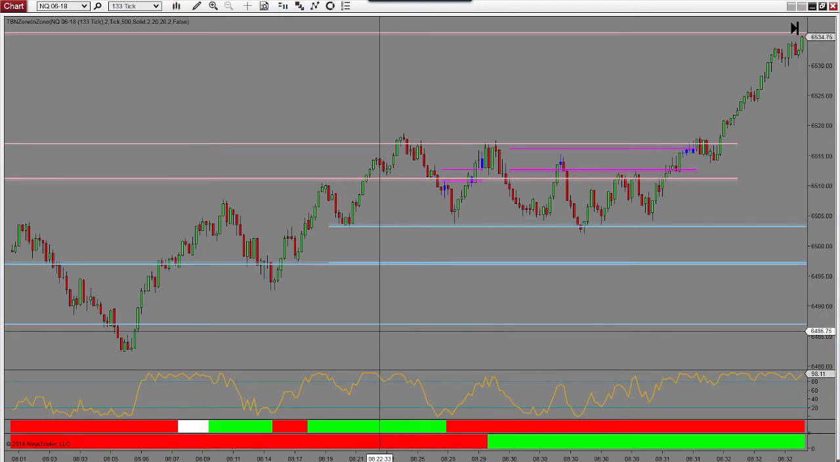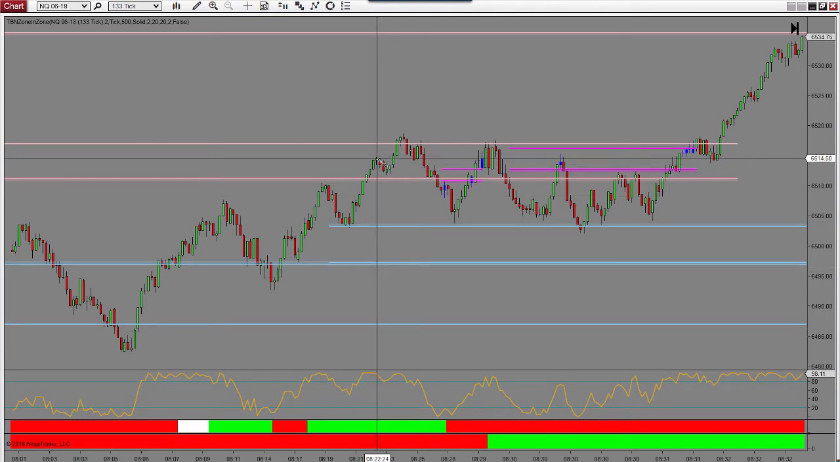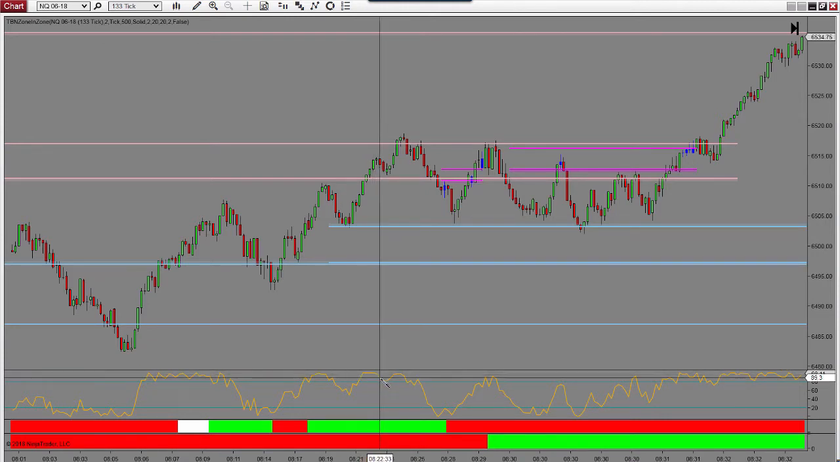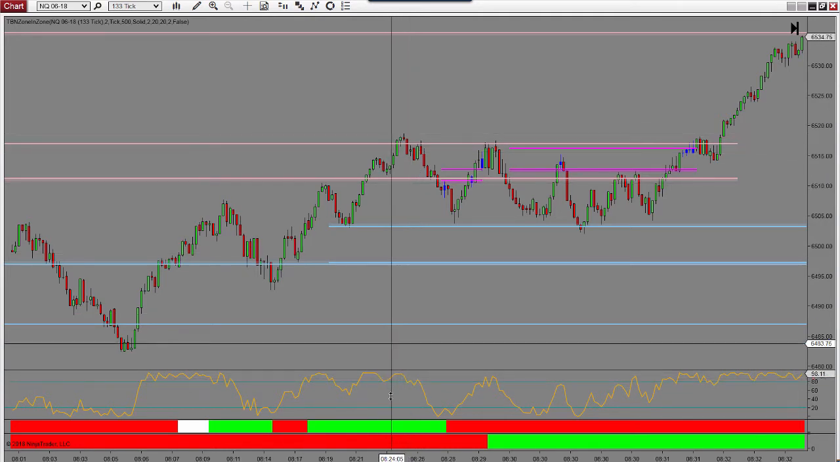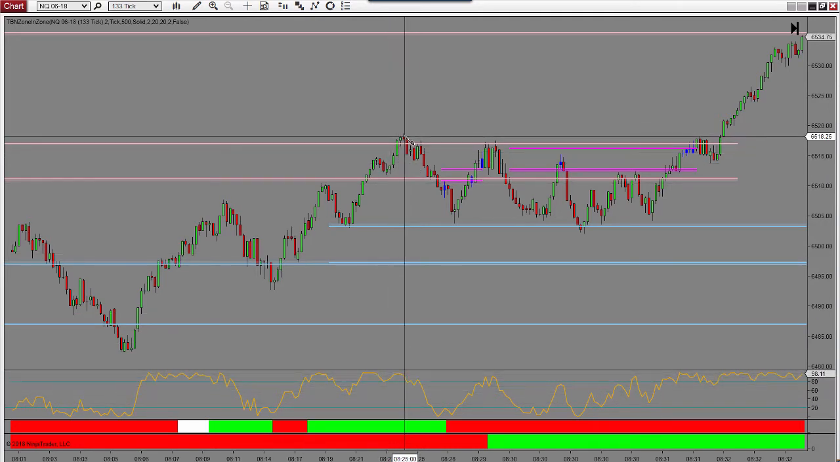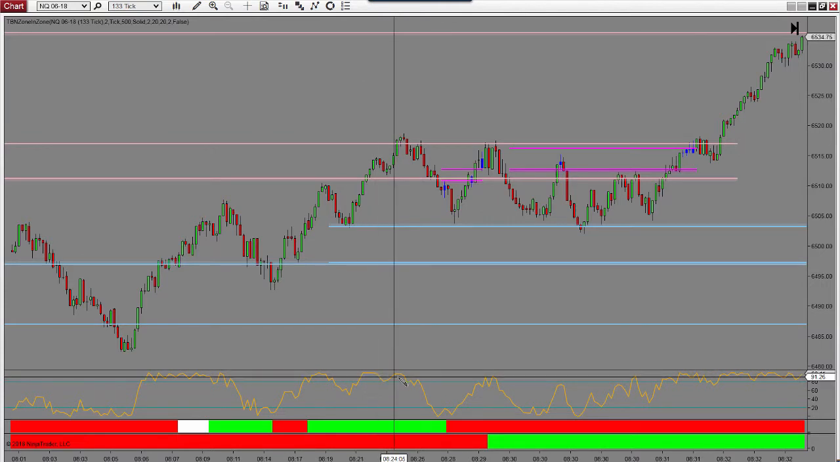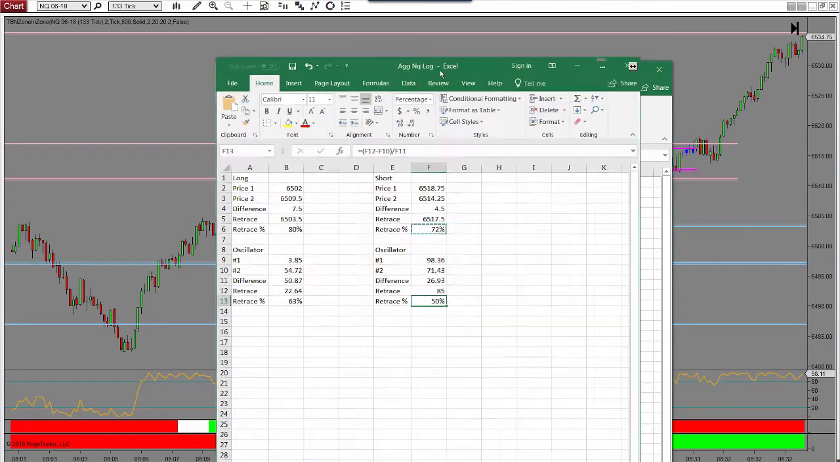For example, right here, if price makes a new high, my stochastic is at 97.92 right here. Actually, it's at 100. It's buried at 100. And then we come down, and then we go higher, and I make a higher high on price, but I make a lower high on my stochastic. That would be divergence. But there's another type, and I'm going to show you.